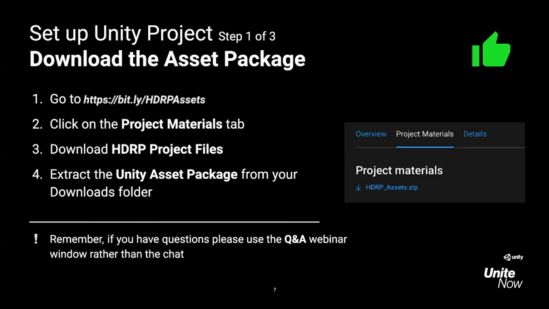The first thing that you're going to want to do is go to the following bit.ly link. We'll drop this in the chat as well. I think there's actually a newer link, but we will drop this in the chat. You'll want to follow that and then download the project materials. So that is step one. Go ahead and follow the link in the chat there. James posted that. Thank you, James. Go ahead and download the HDRP project files. When you have those files downloaded, drop a note in the chat and let us know that you have those downloaded. And if you have any questions, feel free to use the Q&A tab.